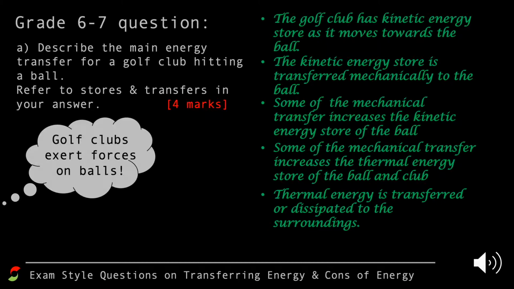So we've got 1, 2, 3, 4, 5 good bits of physics in bullet points. They're linked, they're in a logical progression. Pretty confident there that out of those 5 points that I've made, I'm going to get 4 marks out of the 4 available.